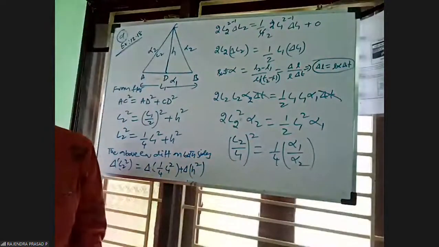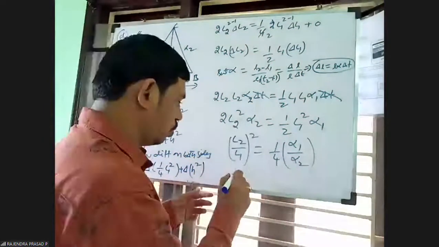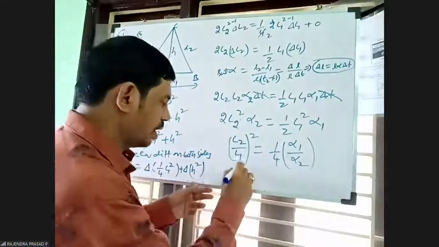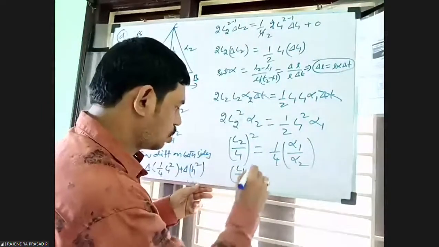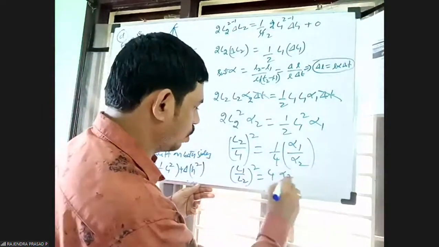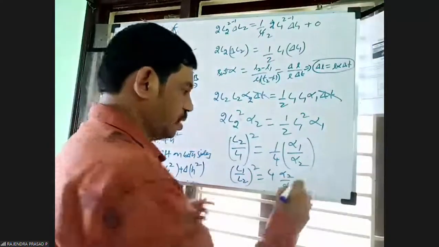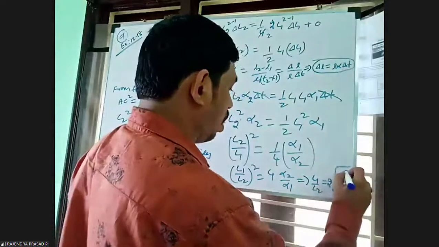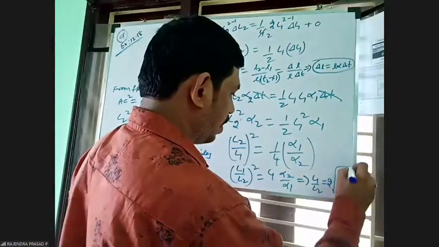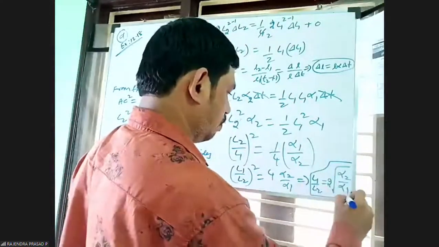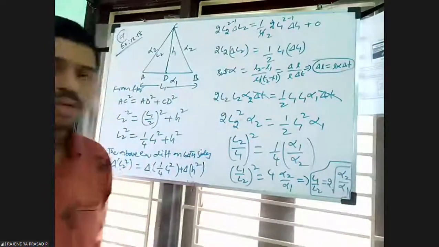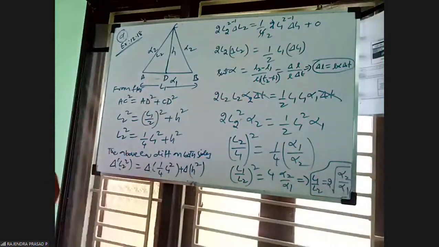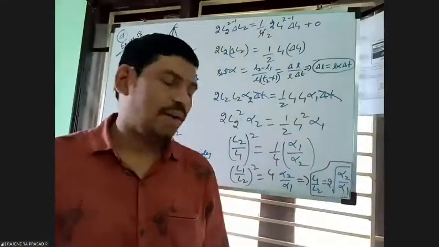Alpha 1 by alpha 2, or L1 by L2. L1 by L2 whole square equal to 4 into alpha 2 by alpha 1. So that implies L1 by L2 is equal to 2 into under root of alpha 2 by alpha 1.